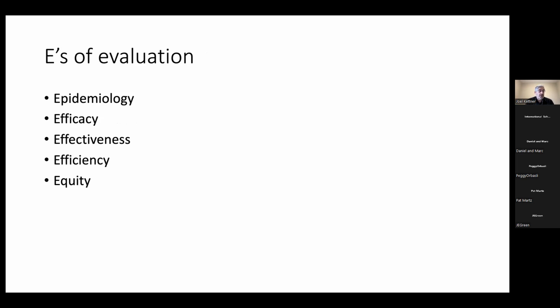First and foremost, burden of illness, descriptive epidemiology. What do we know about causes? What do we know about risk factors? What do we know about distribution of risk? That's mostly in place and didn't take long to establish.